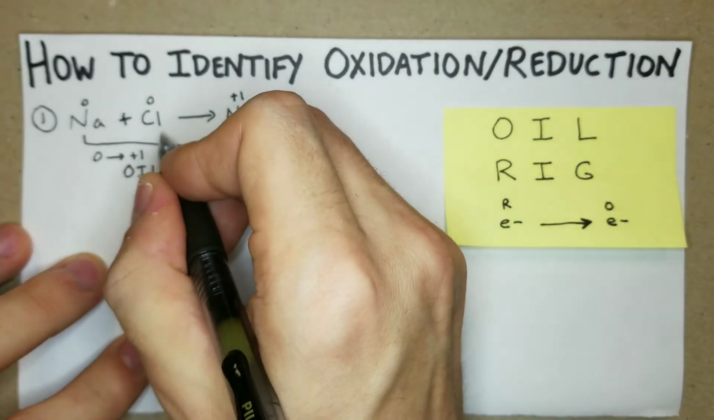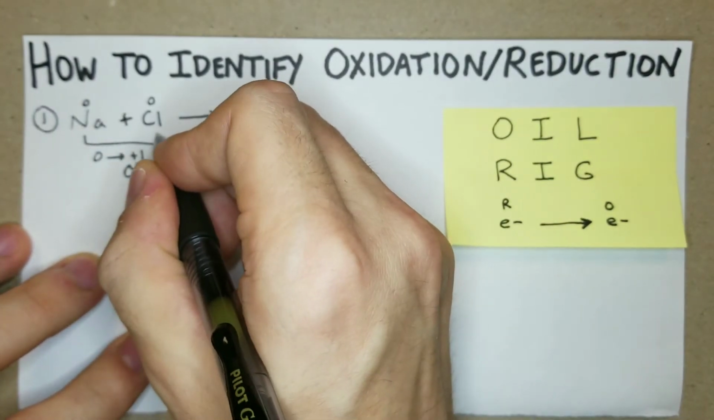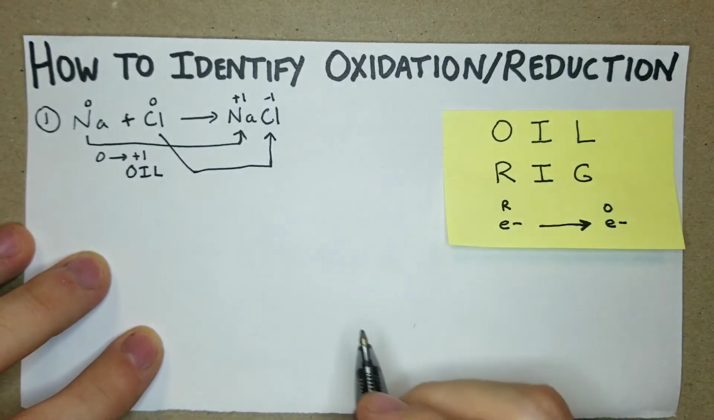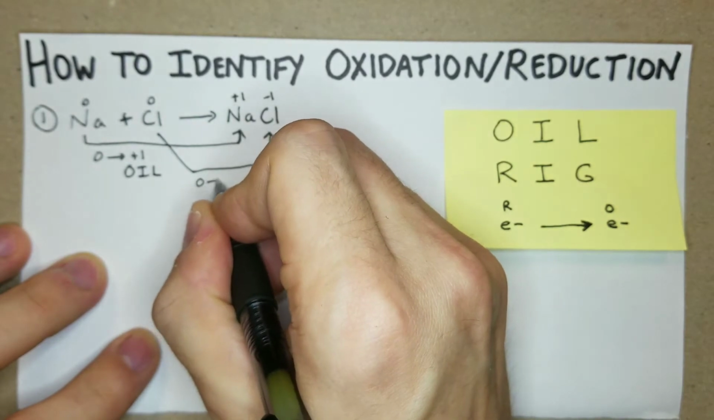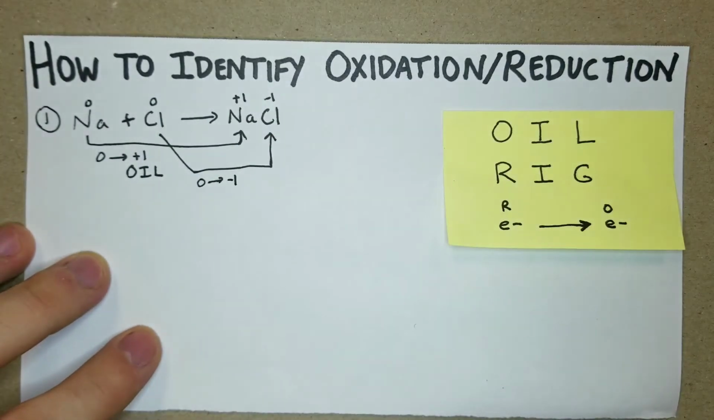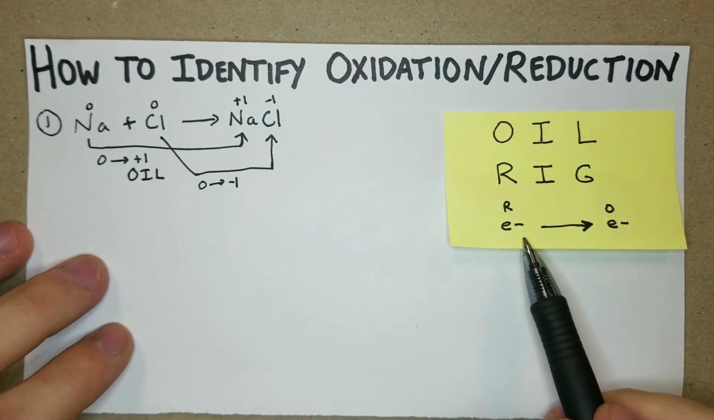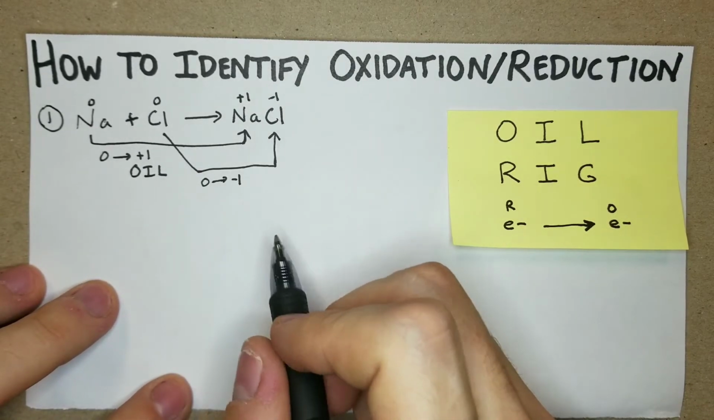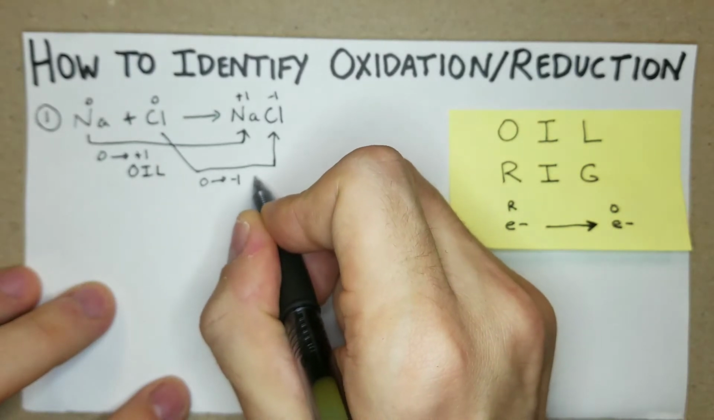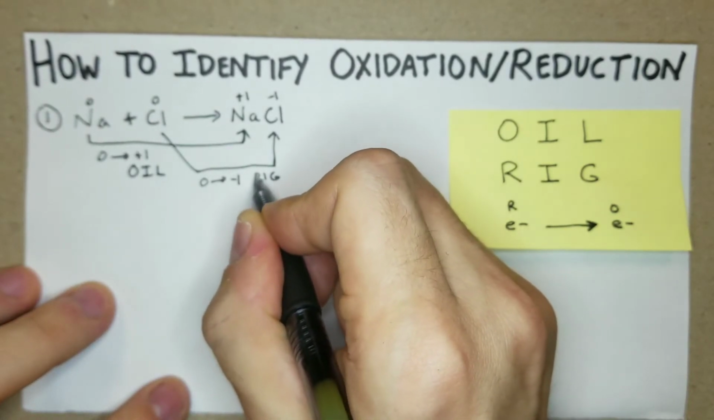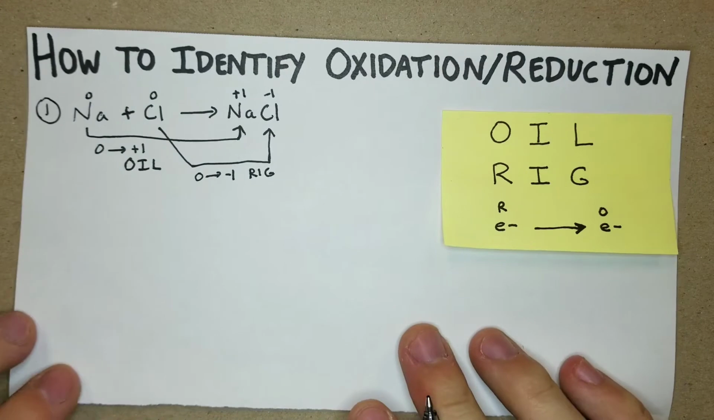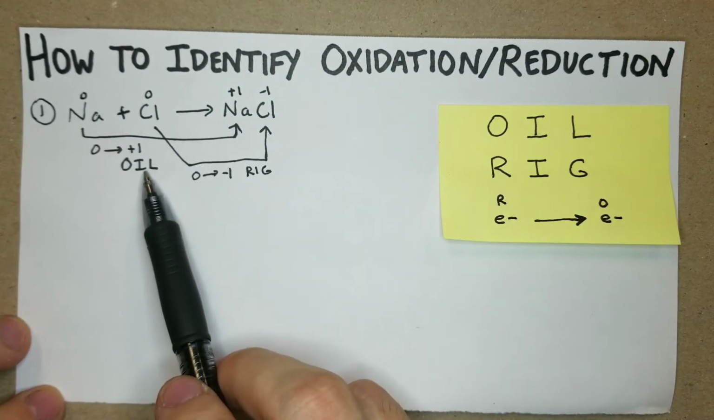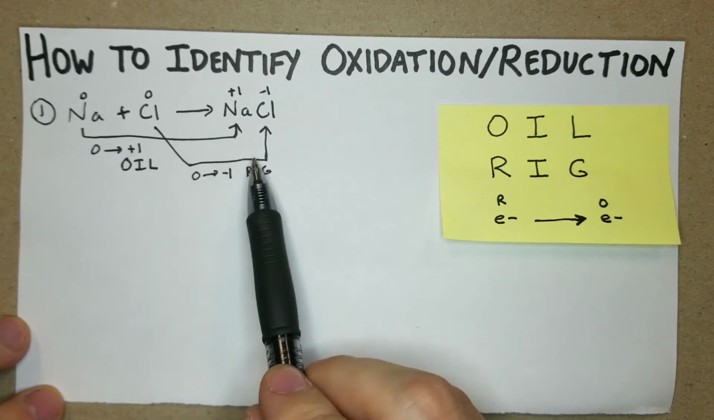In this case, we can compare chlorine over here, which goes from a 0 neutral charge to a -1 charge. We know electrons each carry a -1 charge. So in this case, it gains 1 electron. So that is RIG. Reduction is gaining. So in this problem, basically what's going on is sodium is oxidized and chlorine is reduced.